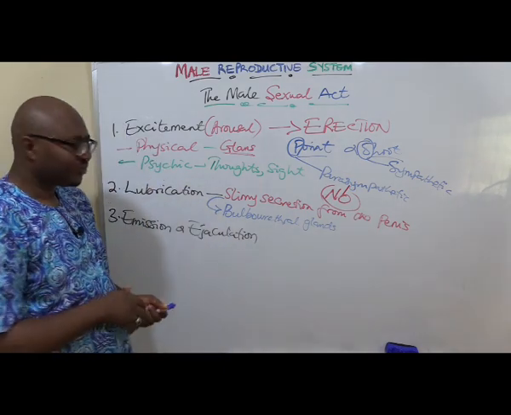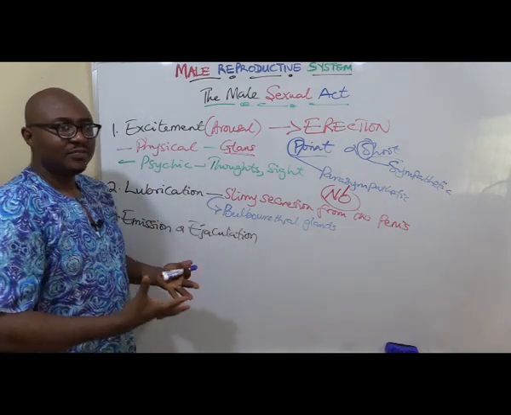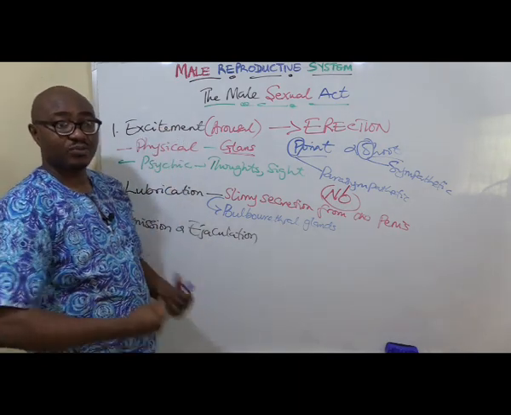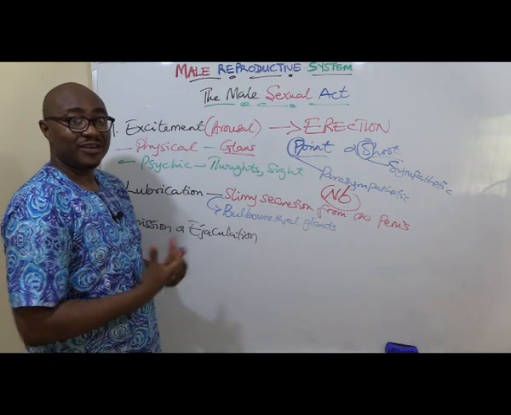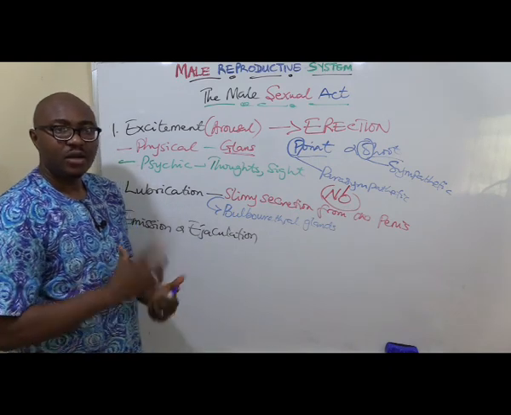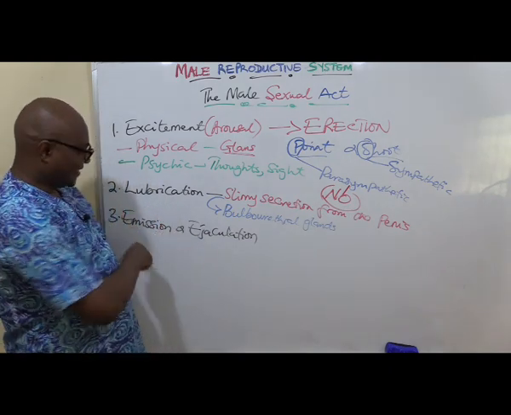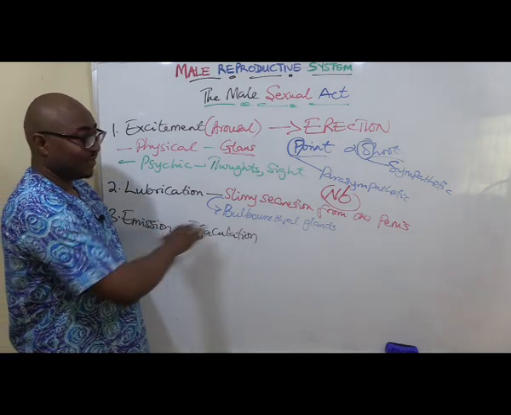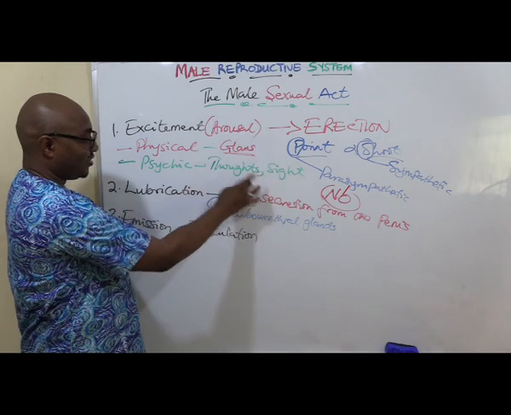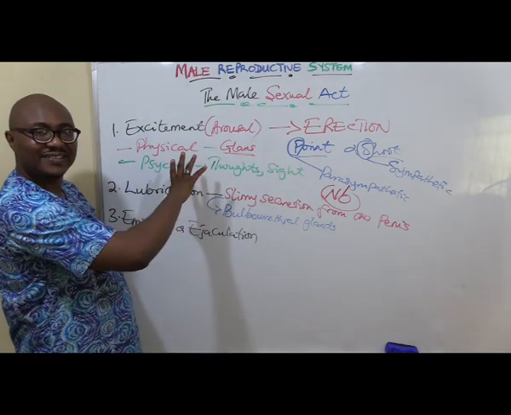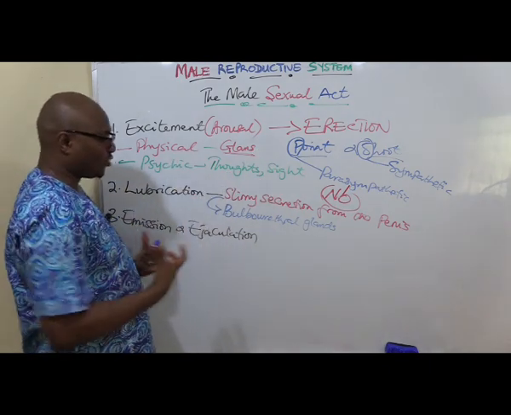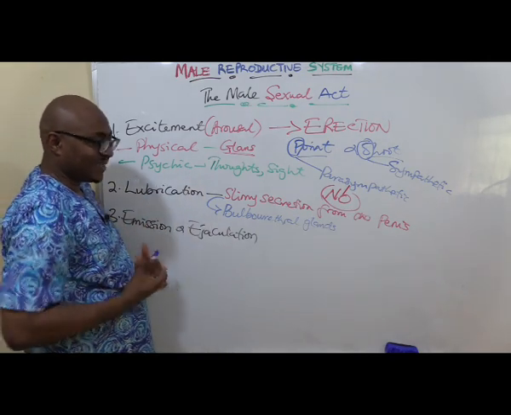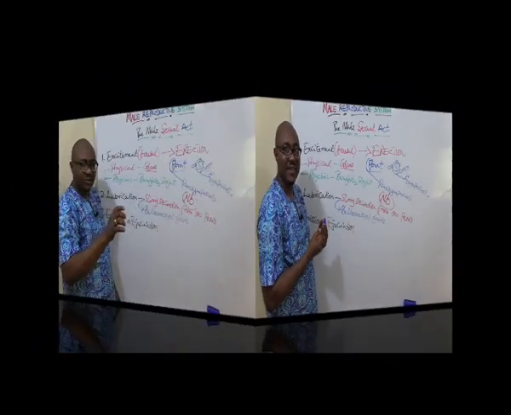What do we mean by emission? Now, because of all this excitement that has happened, continual erection and arousal, the sympathetic has now taken over. The parasympathetic has done its work in these two first stages. Because of that constant stimulation here, the sympathetic is now activated. Okay, what does it do?